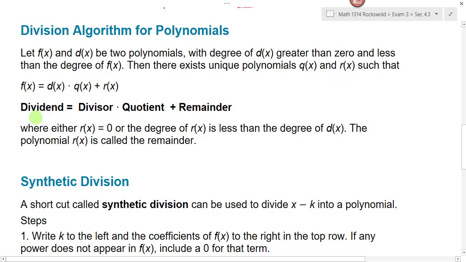f(x) is your dividend. It's the polynomial that you're dividing. This d(x) is your divisor. It's what you're dividing by. The power on the divisor has to be less than the power on the dividend.